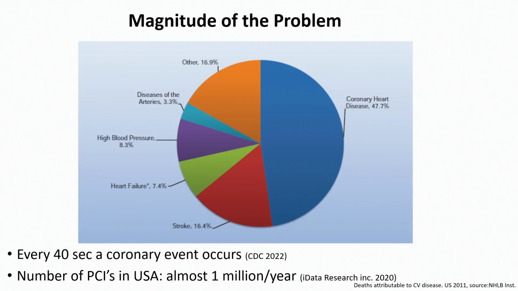Of all the deaths that are attributed to cardiovascular diseases, you can see here that almost half of them are because of coronary heart disease. To put that in perspective, every 40 seconds, a coronary event occurs in this country. And in order to be able to deal with that, there are about 1 million percutaneous coronary interventions that are performed every year, including angioplasties as well as stents.